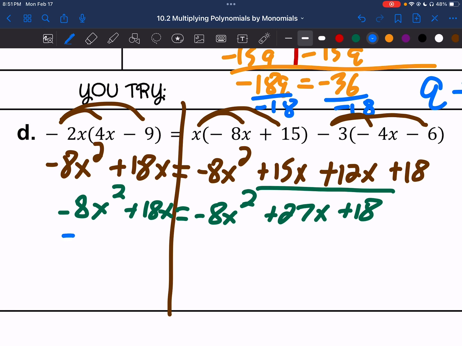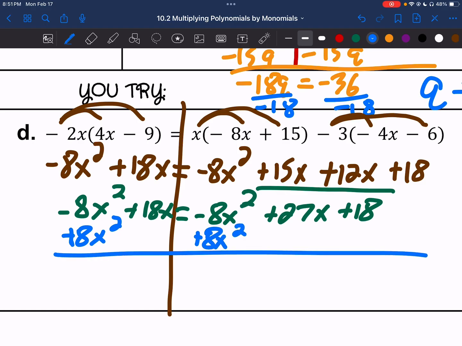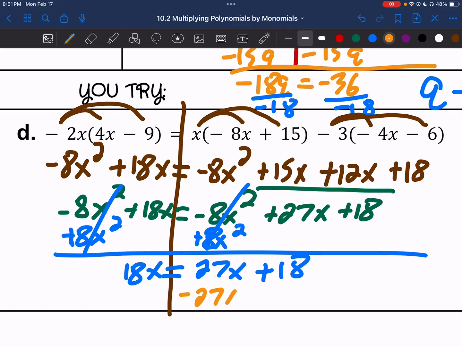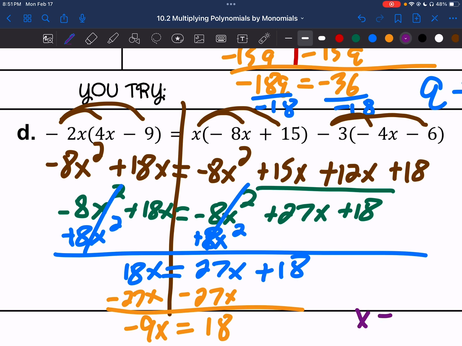Next step, add 8x squared to both sides. Let's say we're moving it to the right side, doesn't matter, they cancel out. We're left with 18x equals 27x plus 18. Subtract 27x. And we get 18 minus 27 is negative 9x equals 18. When you divide by negative 9, x is going to equal negative 2.